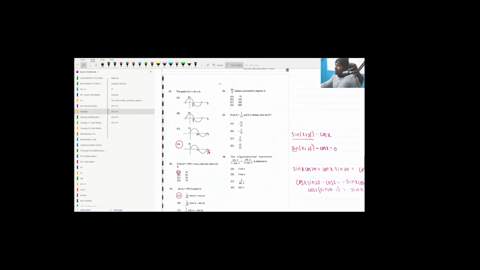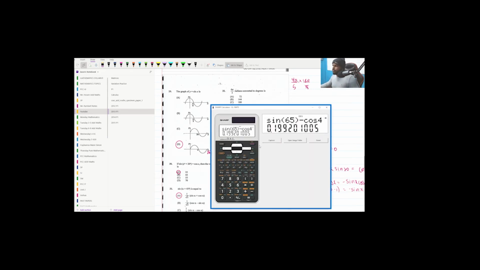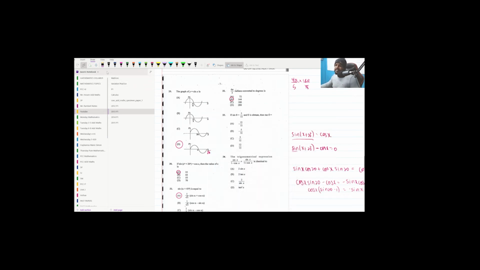For 4 pi on 5 radians, that is 4 pi over 5 multiplied by 180 over pi, because you want the pi's to cancel out to get an answer in degrees only. So we have 4 over 5 by 180, which is 144 degrees. B. Bob is your uncle. B is your answer.